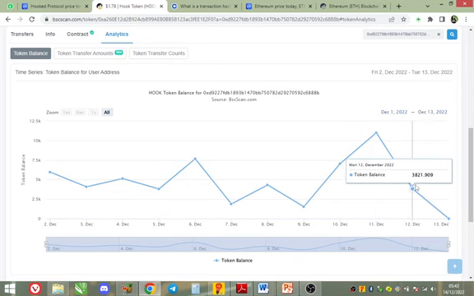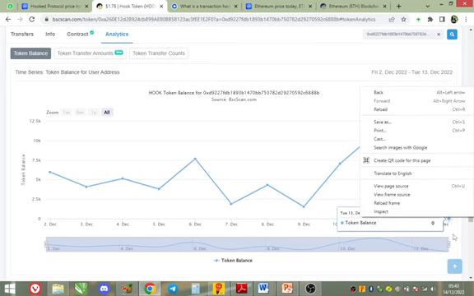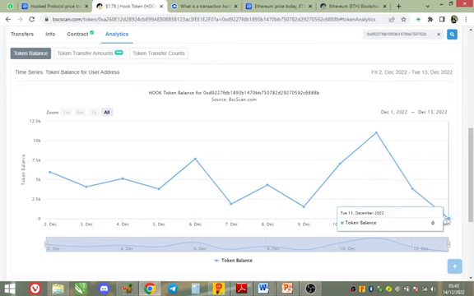Now he sold off. Maybe he took some profit. And presently, as of today, he doesn't have any hook token balance. Now the reason why he doesn't have any hook token balance, maybe he has sold off all his hook token that he actually has.